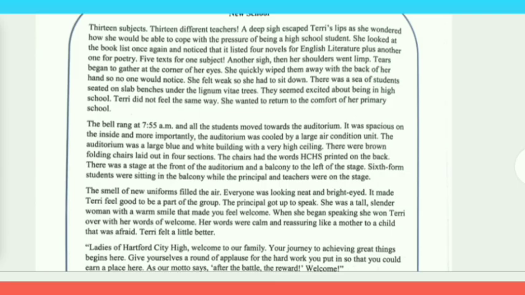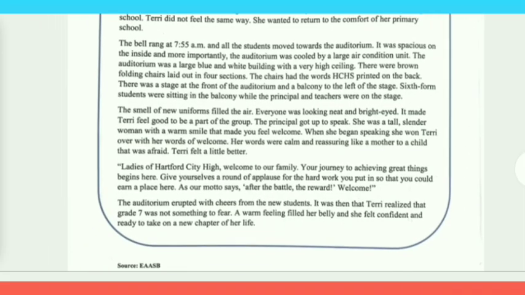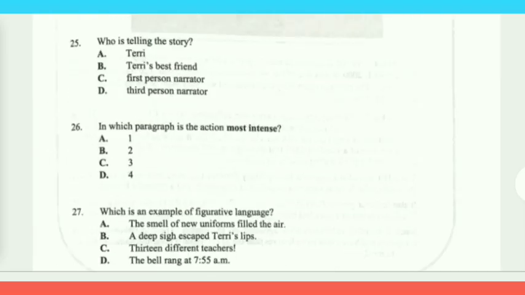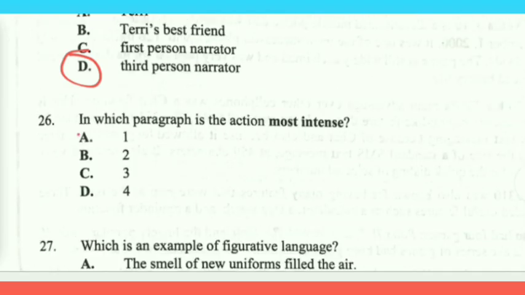This one can be very debatable, but I really think it's paragraph 1 with all the fear and tension and anxiety. I'm gonna stick with paragraph 1. As I said, it's kind of debatable, but that's my answer.